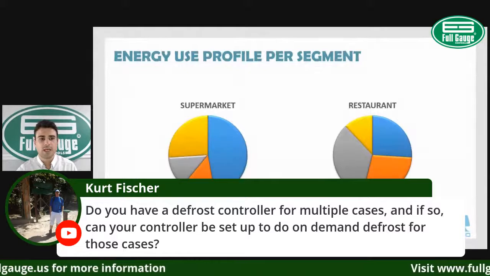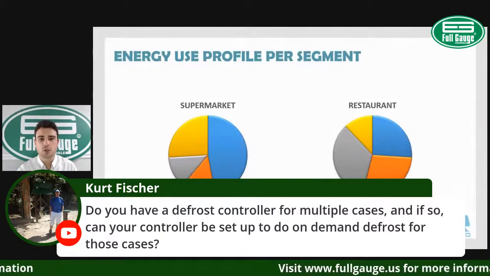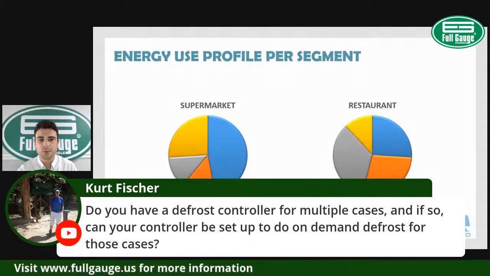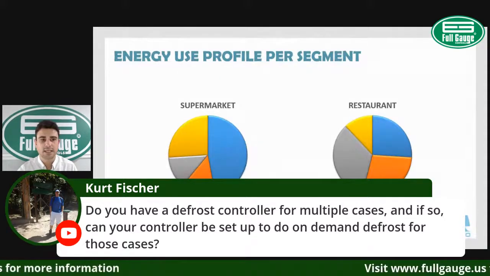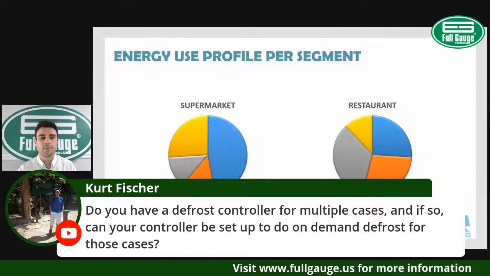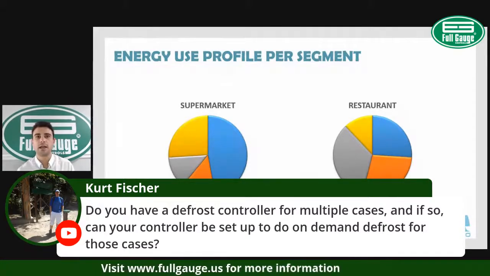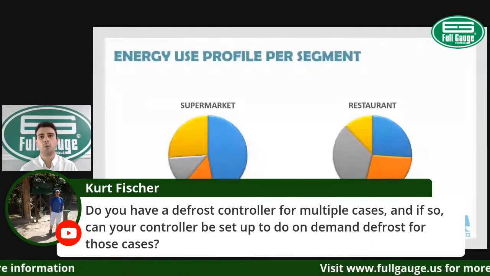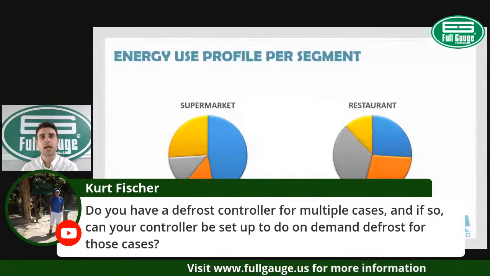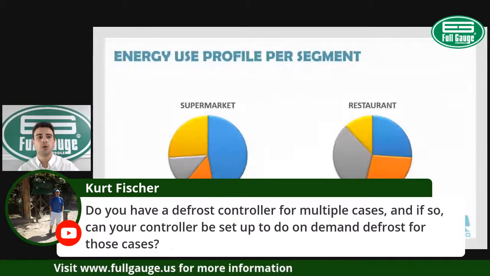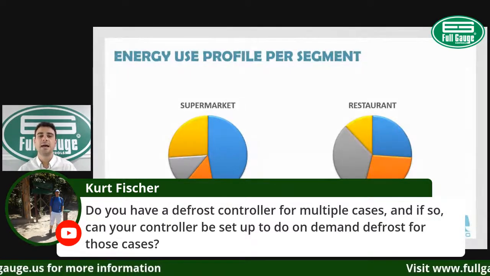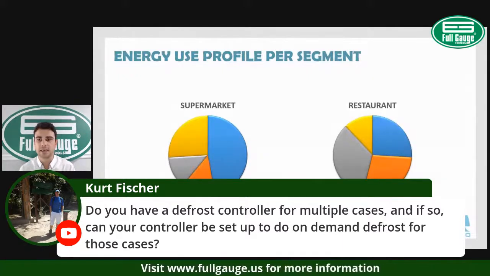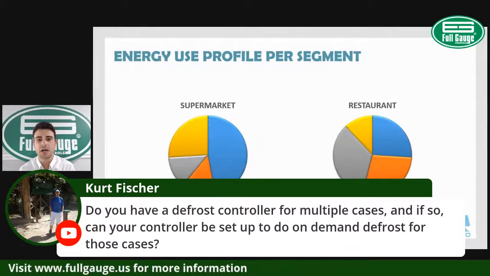So Kurt is bringing another question in here. Do you have a defrost controller for multiple cases? If so, can your controller be set up to do on-demand defrost for those cases? So Kurt, let me see if I understand you correctly. You have a rack system with one condensing unit supplying refrigeration to 2 or 3 cases, and you want those defrosts to be interconnected. Is that what we are talking about here?